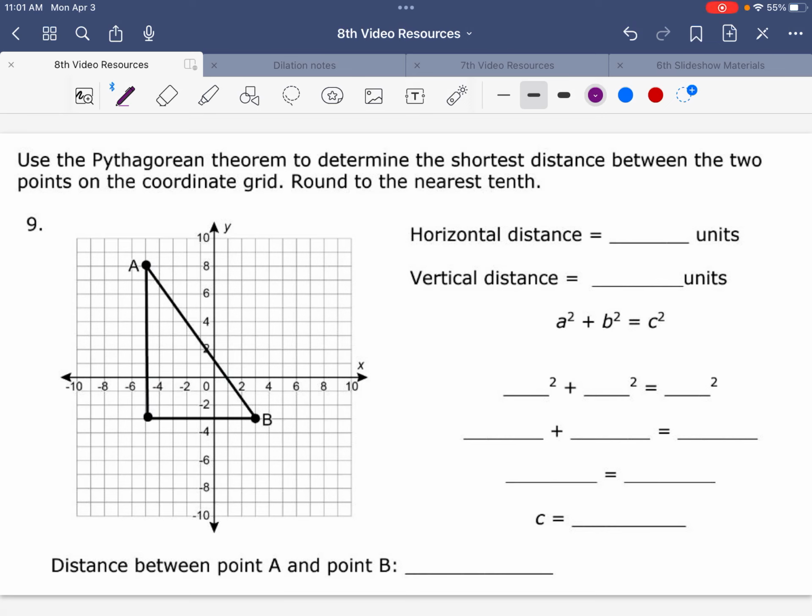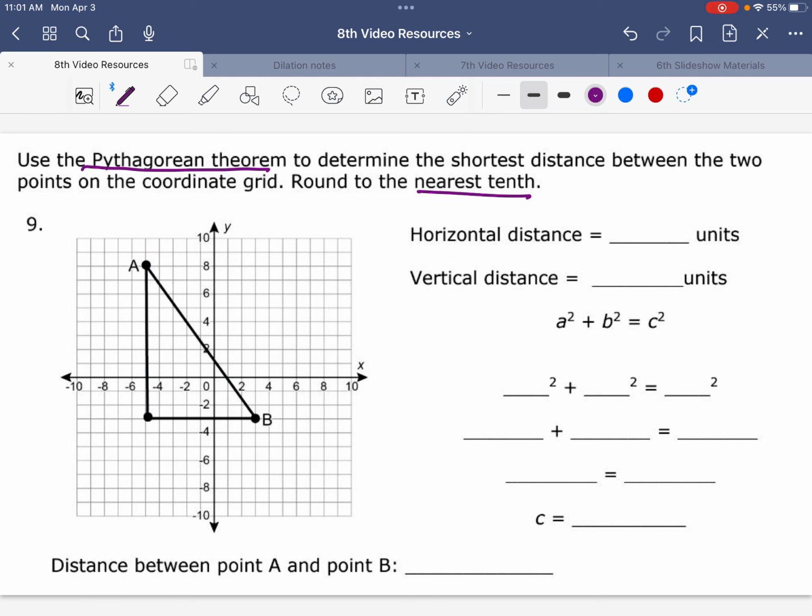Hey guys, today we're going to be looking at how to find the distance between 2 points on a coordinate plane using the Pythagorean theorem. So here we have an example and they've already given us a triangle on the coordinate plane. And they tell us to use the Pythagorean theorem to determine the shortest distance between the 2 points and then round to the nearest tenth.